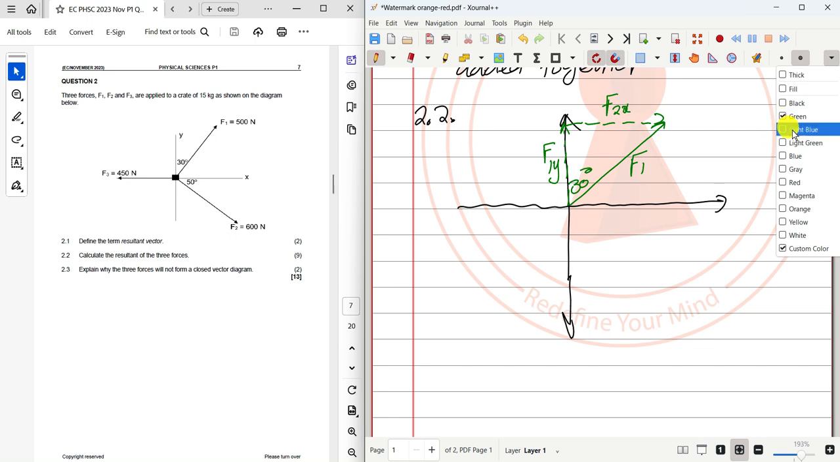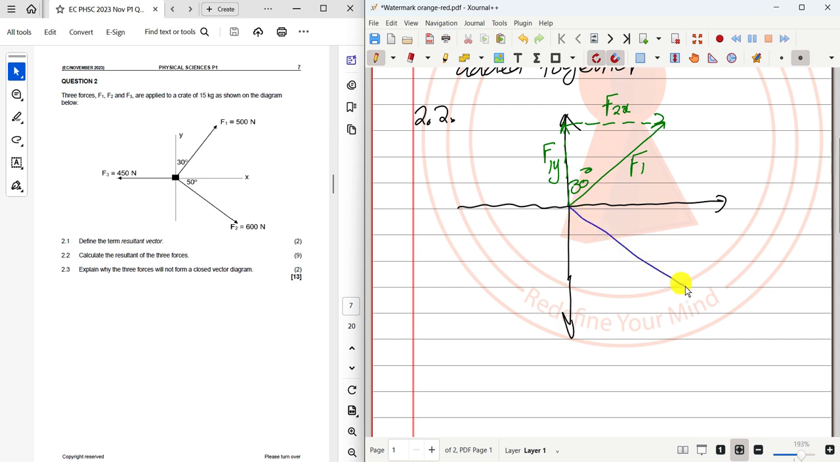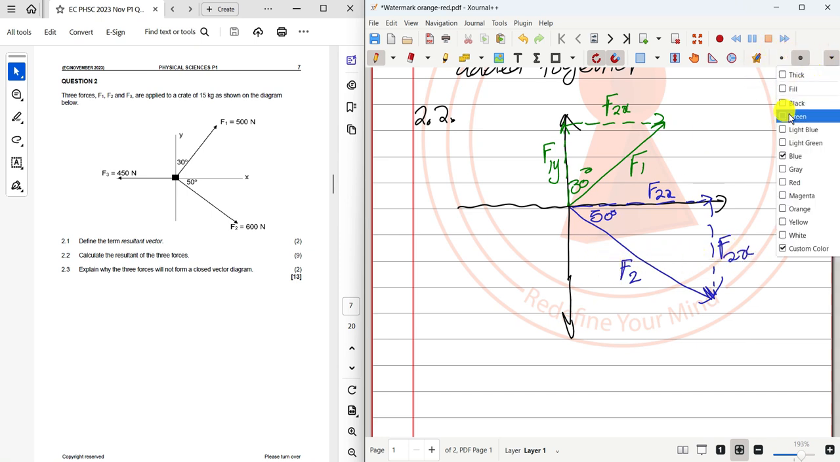I'm going to change the color again to show the F2. So this is the F2. Okay, F2, I can write it here. So here it is 50 degrees. So obviously the X will be moving this way. This will be F2X and the Y will be this way. So it'll be F2Y.